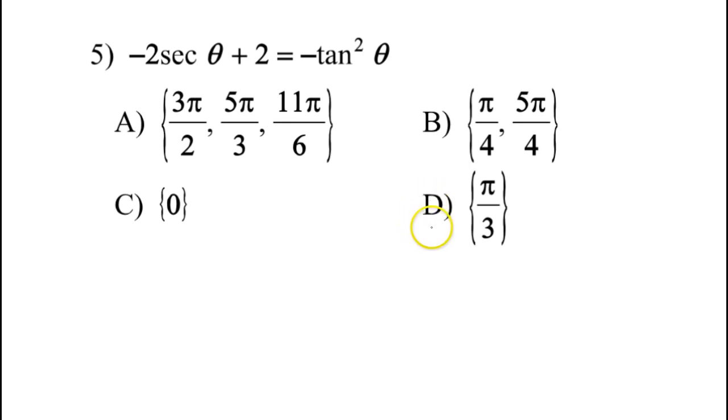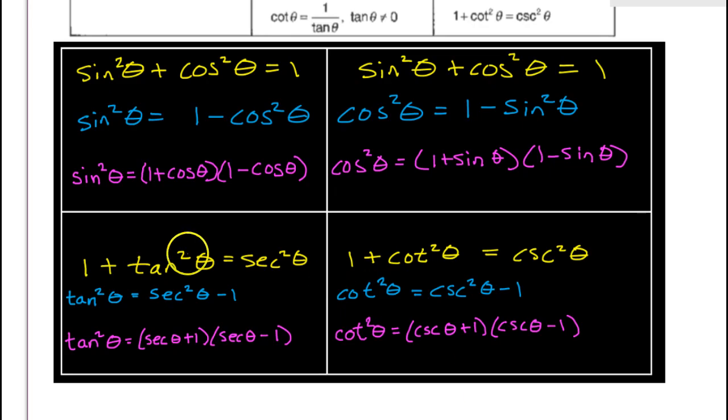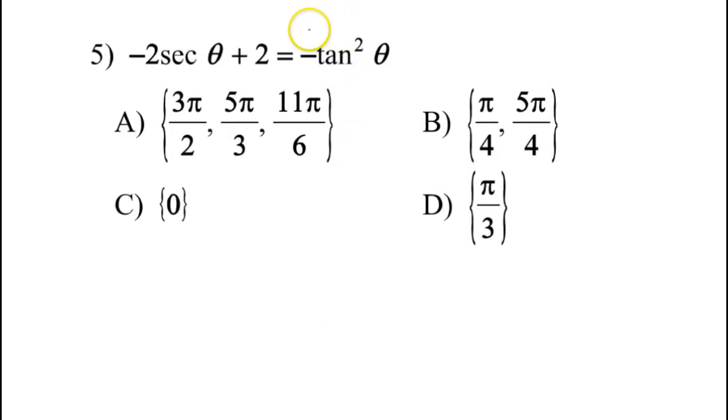Okay, now looking at problem number 5, I see that we have secant and we have tangent. I do not like having two different types of trig function. So the first thing I'm going to do is do a little substitution. Let's see, tangent squared is on this chart. Tangent squared is equal to secant squared minus 1, looking at the blue right here. So I'm going to make that substitution.